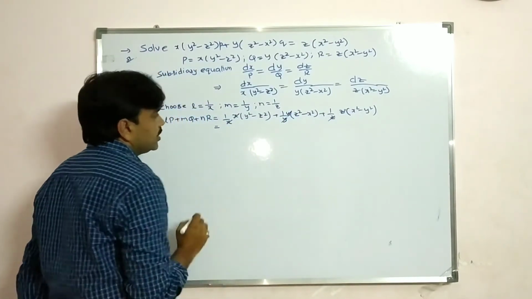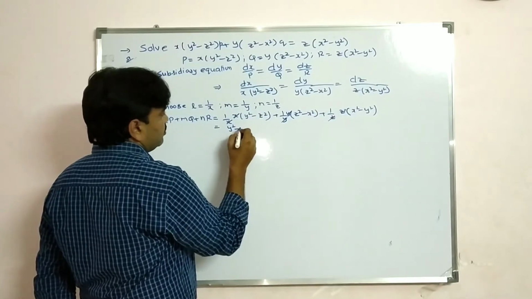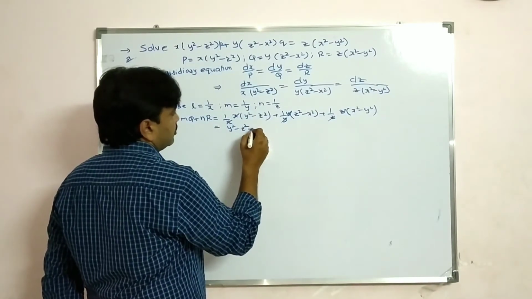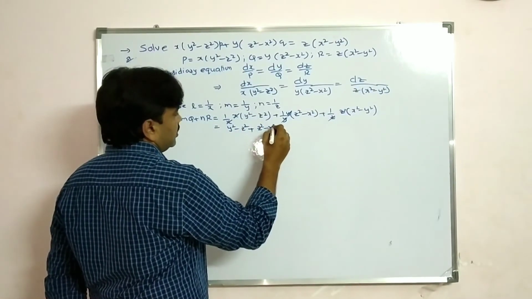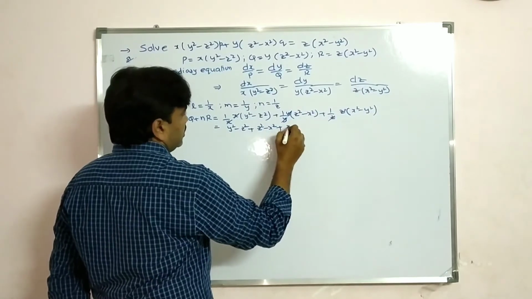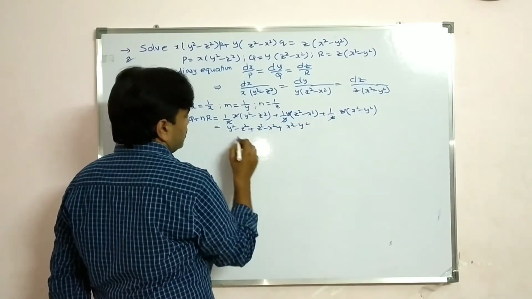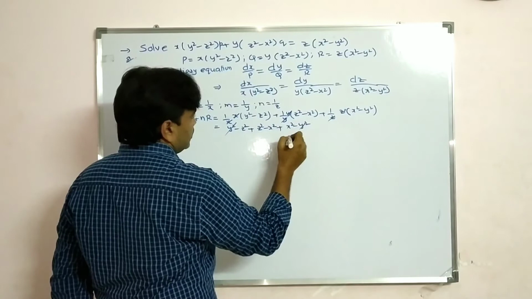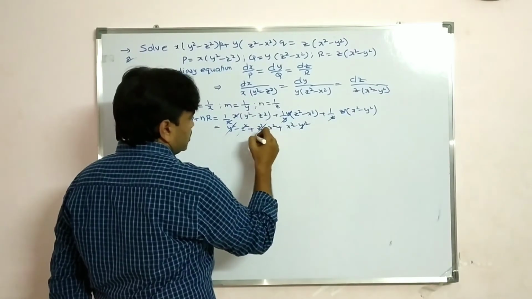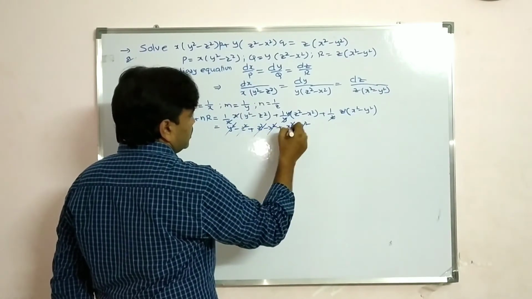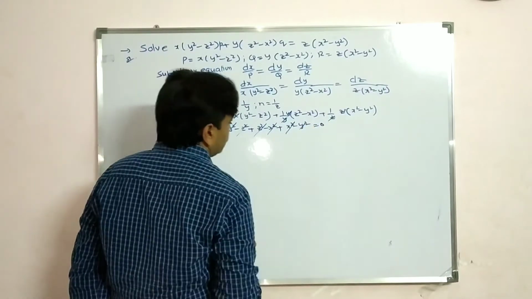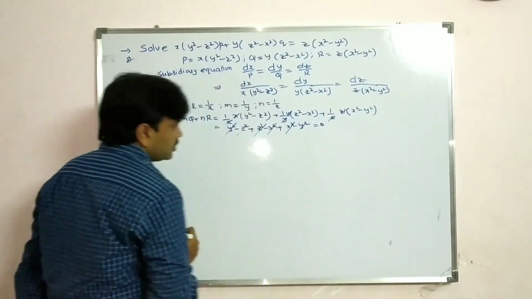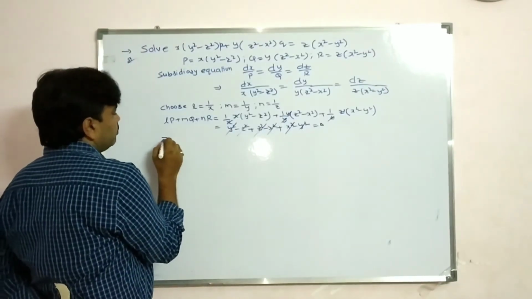That is equal, we get here y square minus z square plus z square minus x square plus x square minus y square plus y square minus y square plus minus z square plus z square minus x square plus x square cancel. So the value is equal to 0.